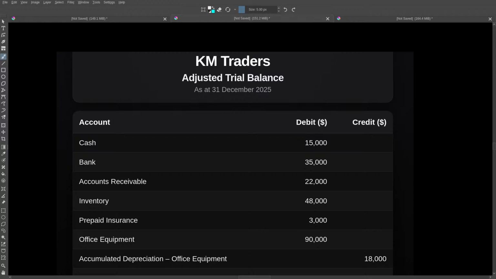So I want to use this example where we've been given the adjusted trial balance. We are being asked now to prepare the statement of financial position. Remember, I said you have to do the period end adjustments.